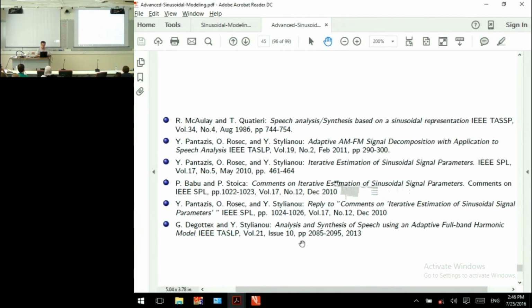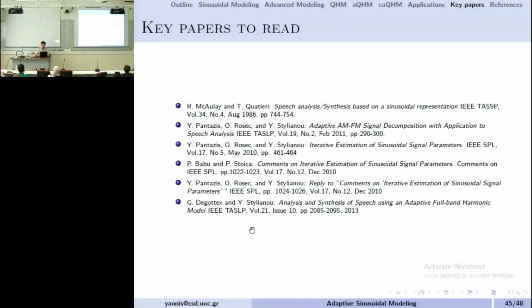And then recently, in 2013, with Gilles Decotext, we went one step further and we made it possible to remove quasi-harmonic parts and go back to the harmonics, but using an adaptive model now. And this is a very powerful model for speech. So mainly that's it. So these are the key papers to read.